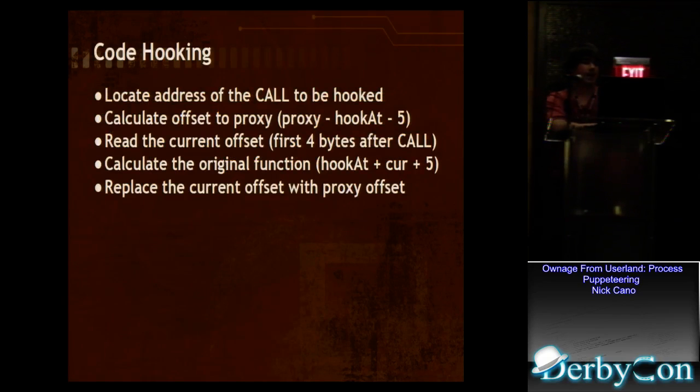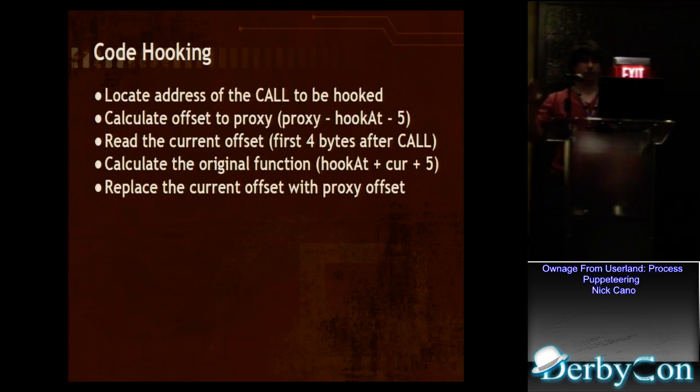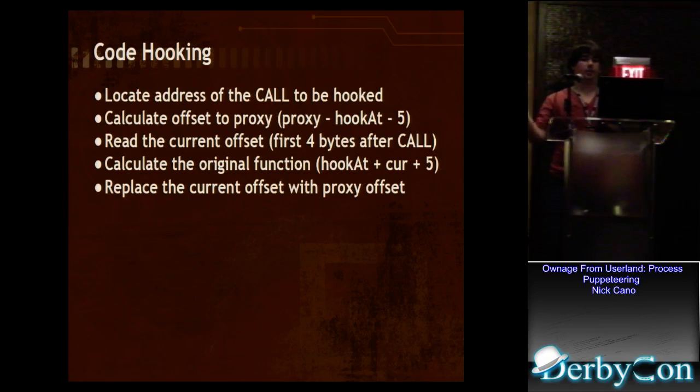And then there's code hooking. So you're going to locate the address of the call that you want to hook. Then you're going to calculate the offset to your proxy function, which is going to be the address of the proxy function minus the address where your hook is at minus 5. You can read your current offset if you plan on calling that function, store it for later, and calculate what that function actually was. And then you're going to replace the current offset with the offset of your proxy function.